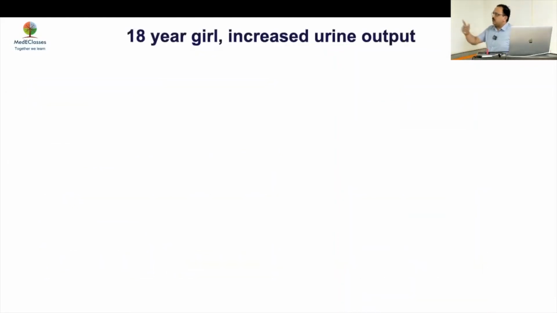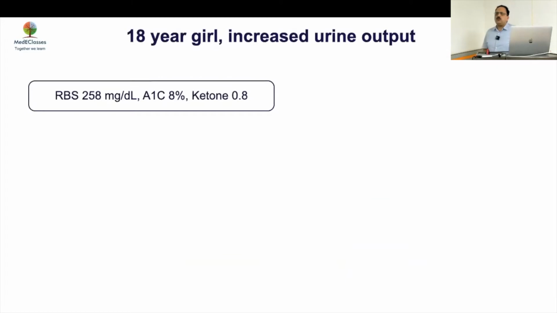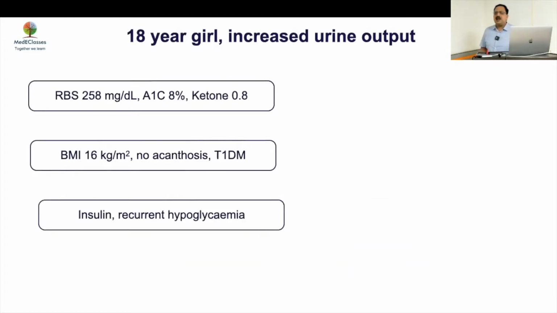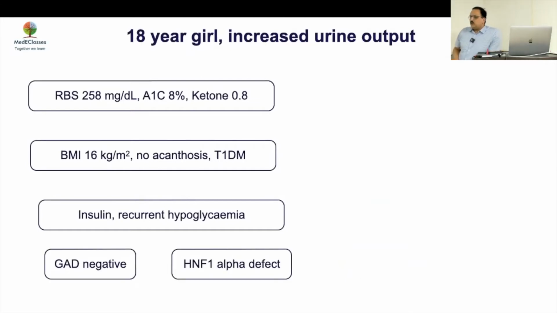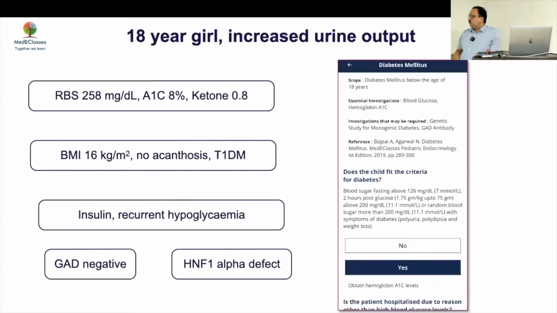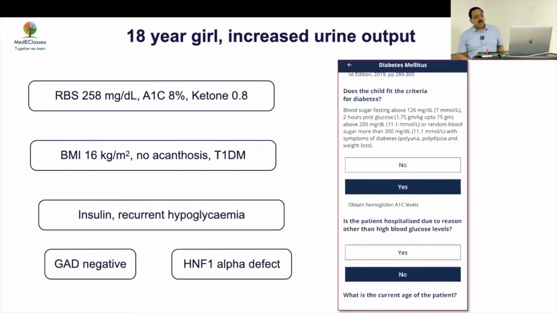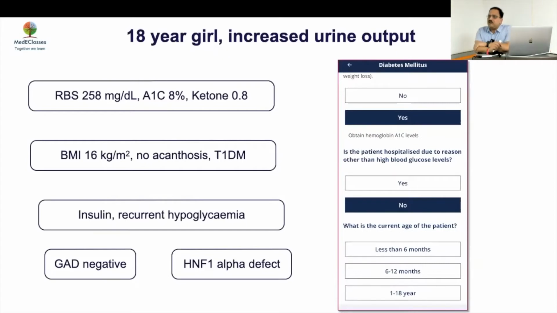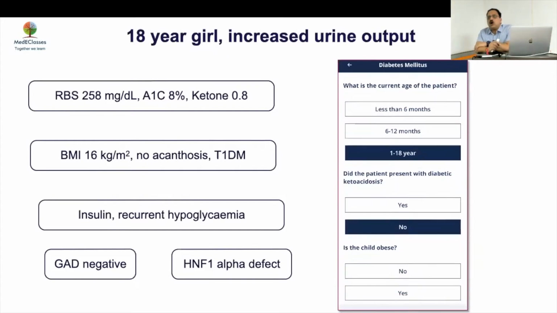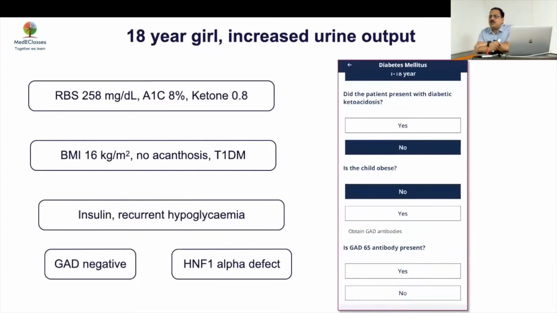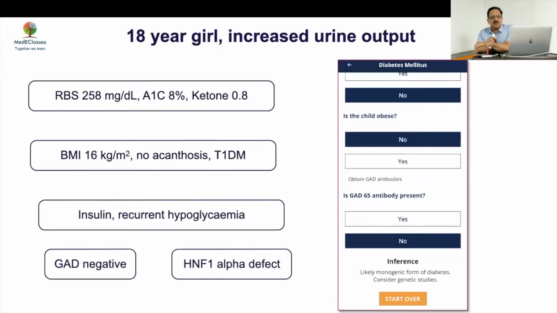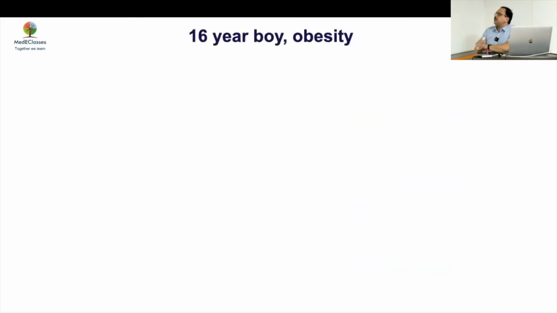Second case, an 18-year-old girl with increased urine output, who was labeled as type 1 diabetes, even though there was no DKA, and was a lean individual. GAD was negative and it turned out to be a MODY form. So again, in somebody who doesn't have DKA and who is non-obese, the key parameter is to look at the GAD antibody. If it is negative, go for MODY testing, which becomes important in that setting.